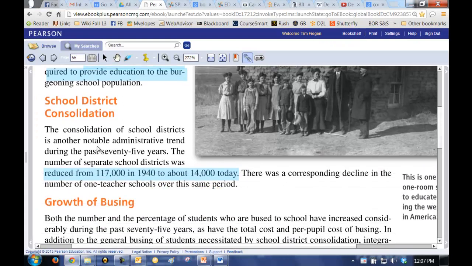School district consolidation is another notable administrative trend. During the past 75 years, the number of separate school districts has been reduced, and this is what I want you to bring in here: a reduction from 117,000 districts in 1940 to 14,000 today. I'm not even going to guess the percentage drop, but from 117,000 to 14,000. And there's a corresponding decline in the number of one-teacher schools over this time. Really, that's what drives that.